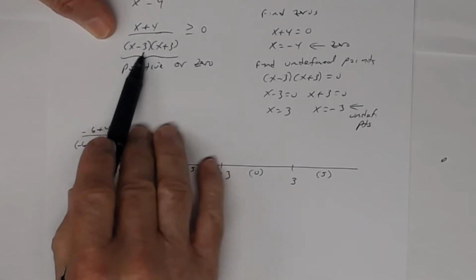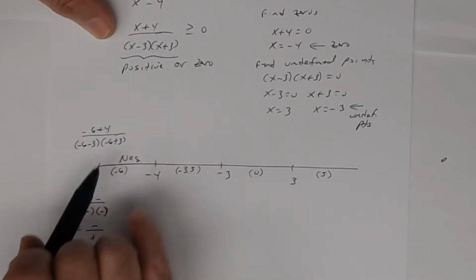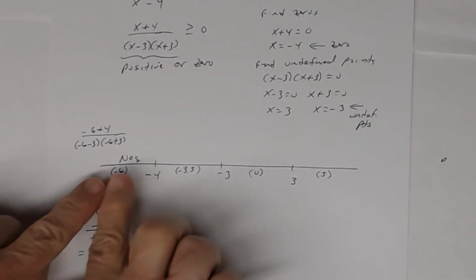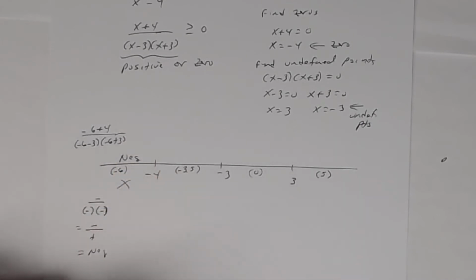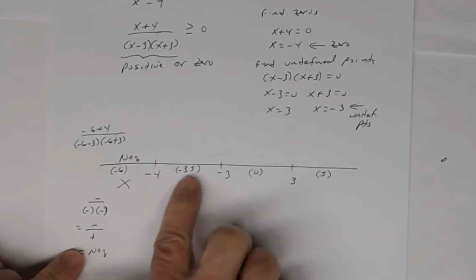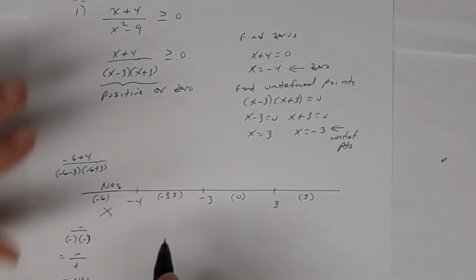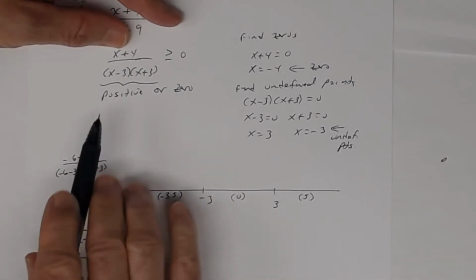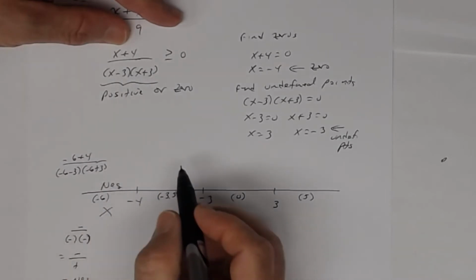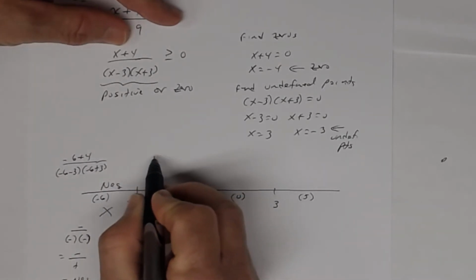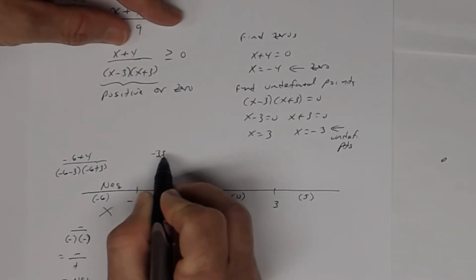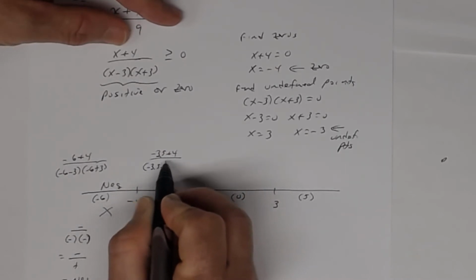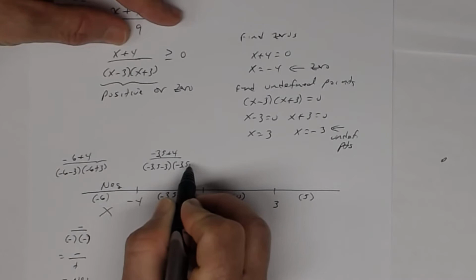But I want this rational expression to be positive, greater than 0. So this interval is not going to be a solution. So my solutions will not be from -infinity to -4. Let's go to the next interval. -3.5 is my test point. So we're going to substitute just like we did with this one. We're going to substitute, in this case, -3.5. So I have -3.5 plus 4 divided by -3.5 minus 3 times -3.5 plus 3.